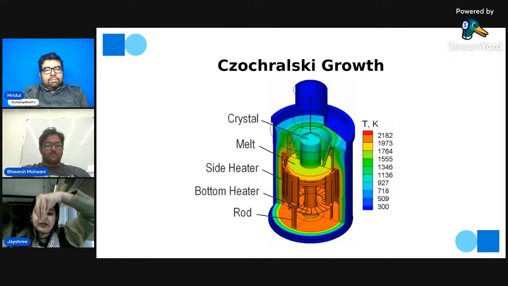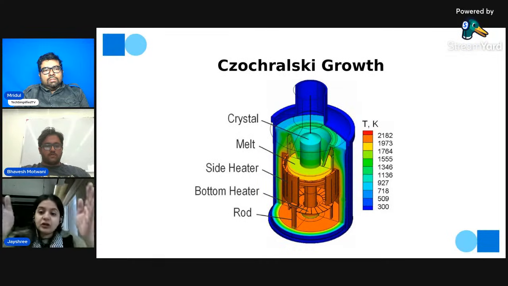of silicon oxide, and this is the susceptor, which is made of graphite.